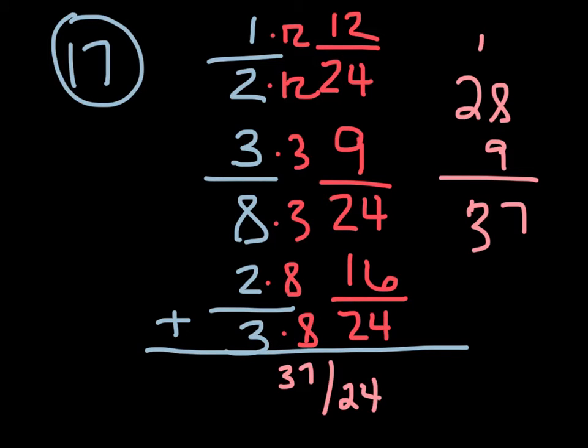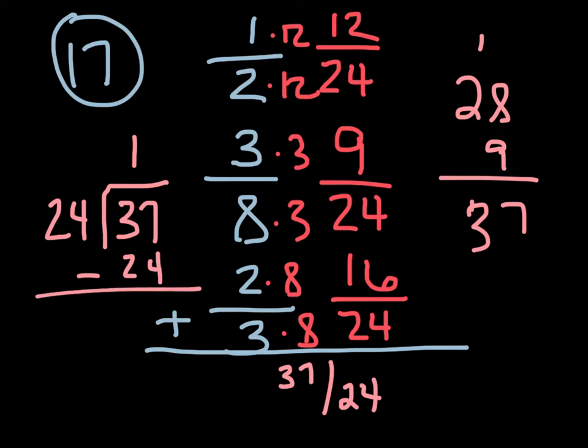And again, that's an improper fraction, so you want to change it to a mixed number. 37 divided by 24 goes in one time. Then you subtract. Gives you 13. So you have 1 and 13 over 24.